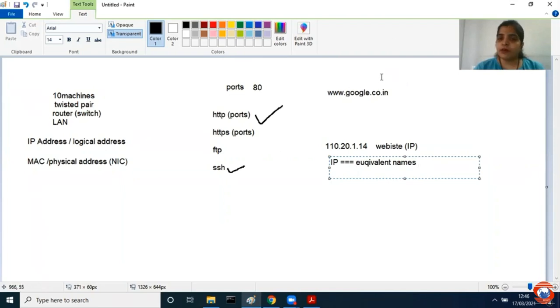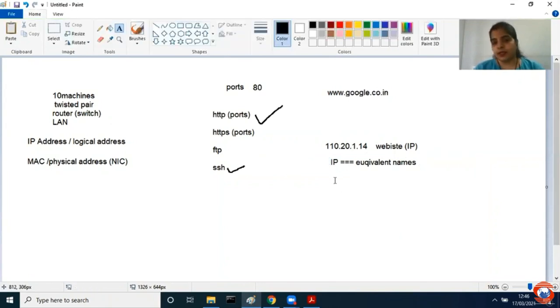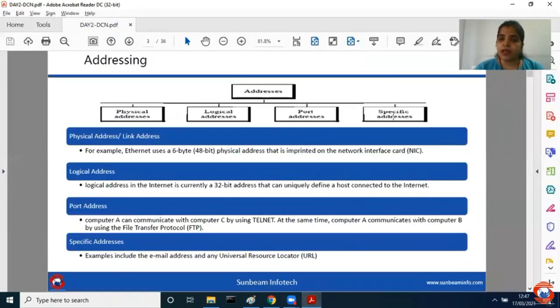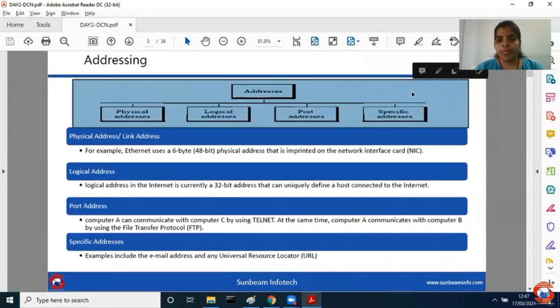For example, the IP address for Google is always the same. तो आप अगर URL में Google लिखने के बदले Google का IP address भी टाइप करोगे तो भी आपको google.co.in पे ही लेके जाएगा, right? And that is basically called as IP address. IP address को जब मैं human readable form में कुछ equivalent names देती हूँ, for example google.co.in, in that case that is called as specific address.